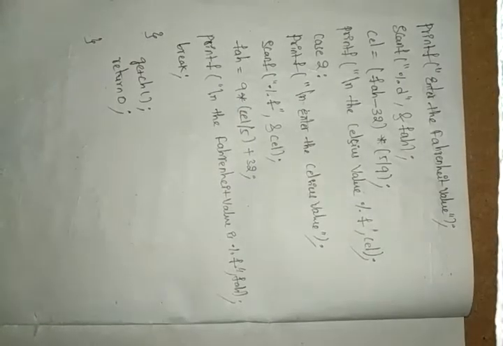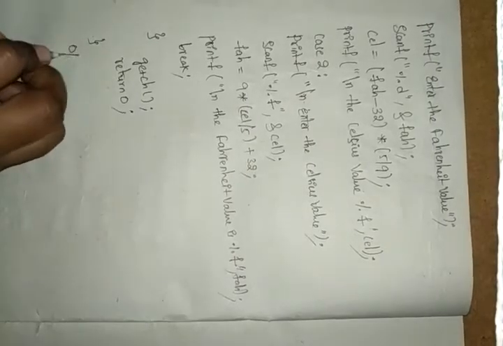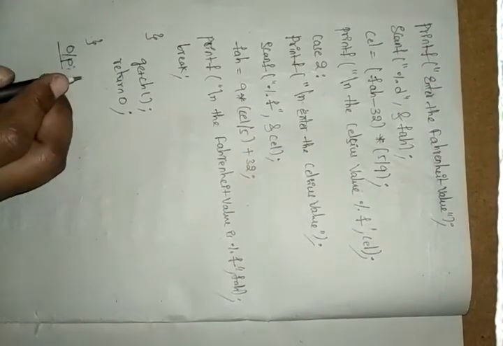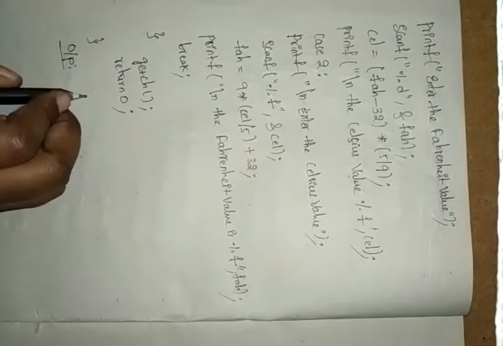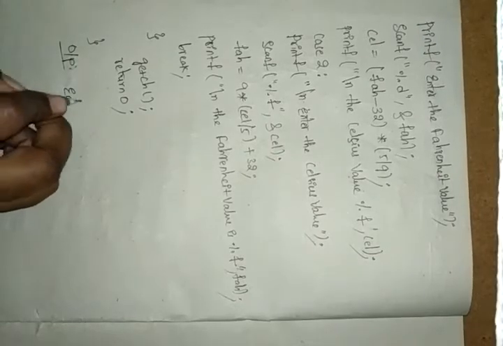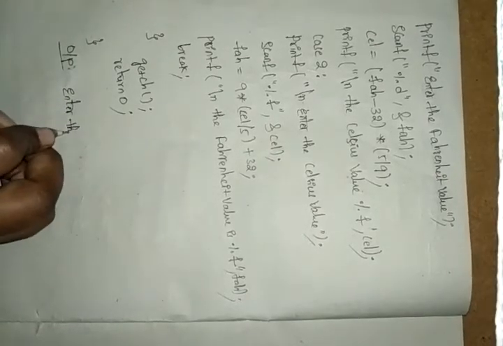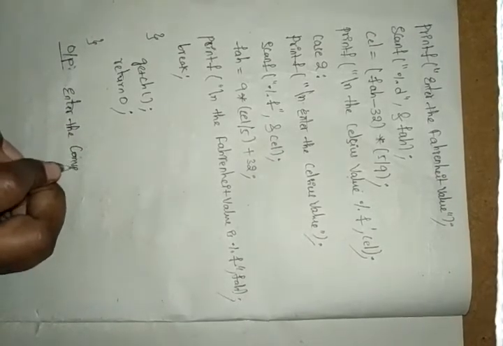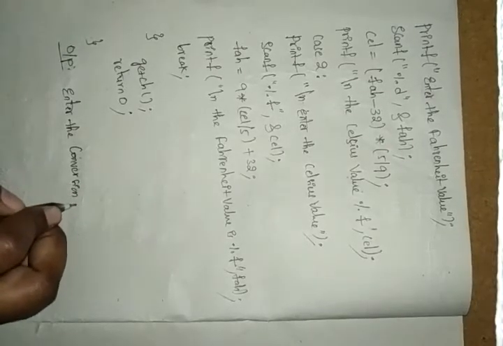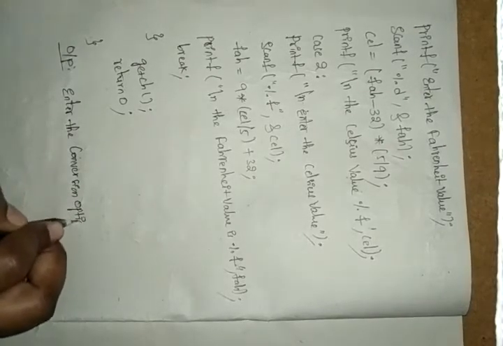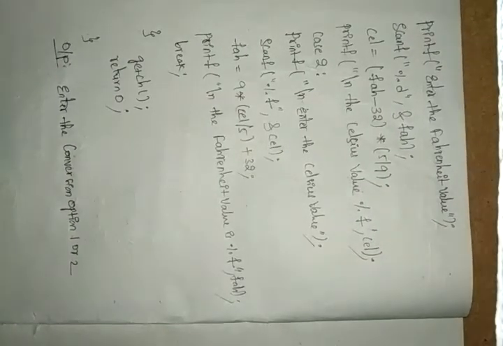So it is giving the Fahrenheit and Celsius values in the output. Let's see the output for this. First it is giving: enter the conversion option 1 or option 2. You can enter anything first. Enter the conversion option 1 or 2. Suppose here I am entering option 2.